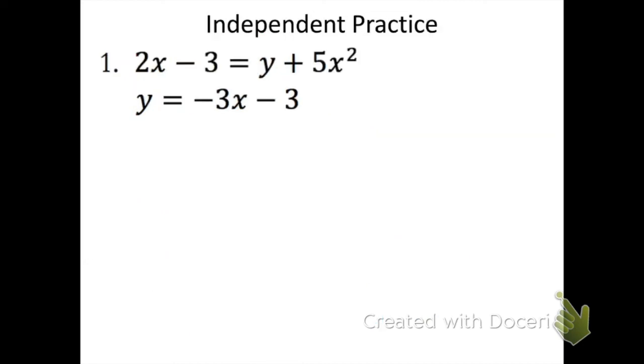All right, this one we already have y solved for in the bottom equation, so you're just going to take the negative 3x minus 3 and plug it into y in the top equation and solve. So go ahead and pause your video, try this one on your own, and then restart it to see my answer.